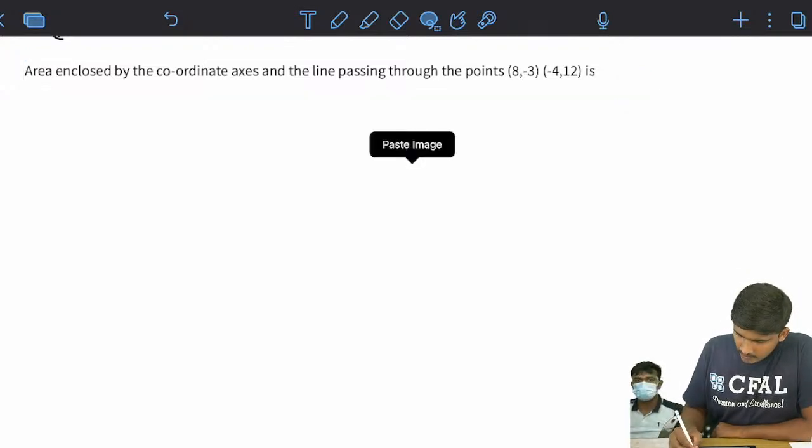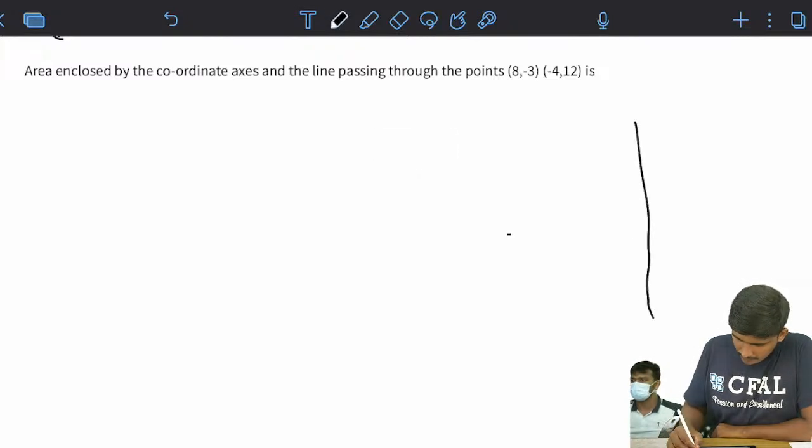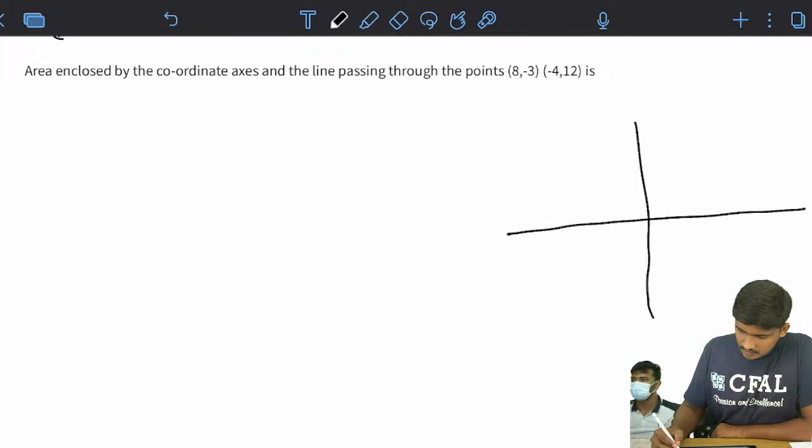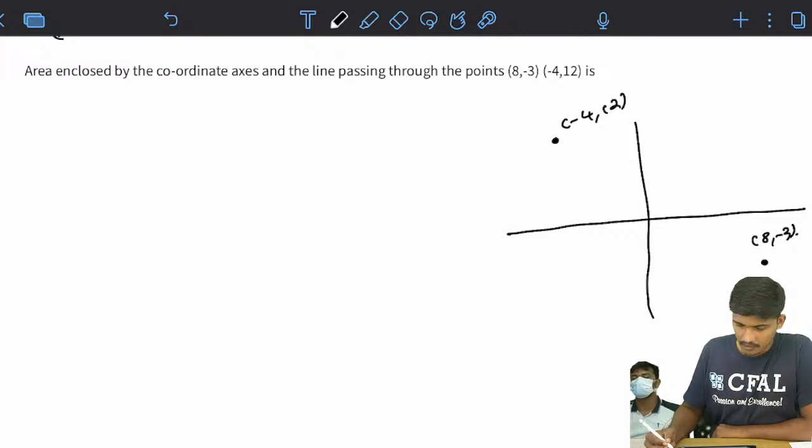So let me draw first of all a straight line here. Let's see graphically what is happening. Okay, so (minus 4, 12) is the point somewhere here. Say this is (minus 4, 12), and (8, minus 3) is the point somewhere here. This particular point is (8, minus 3). So we have a straight line which joins these two, right?